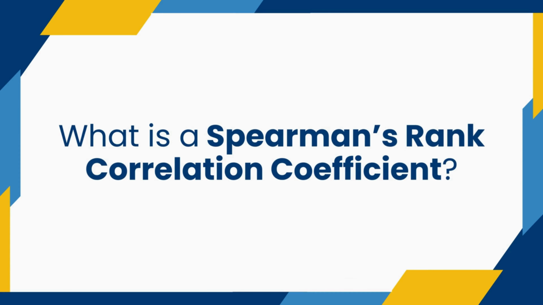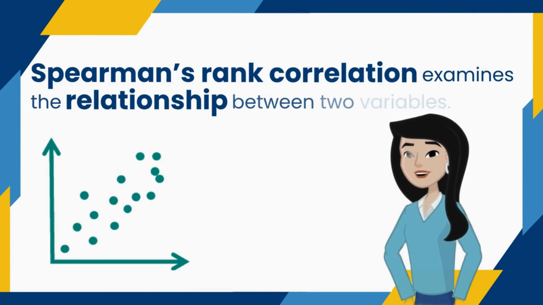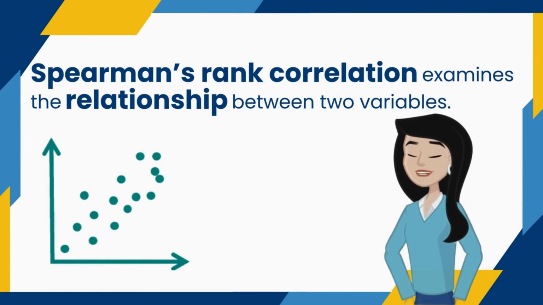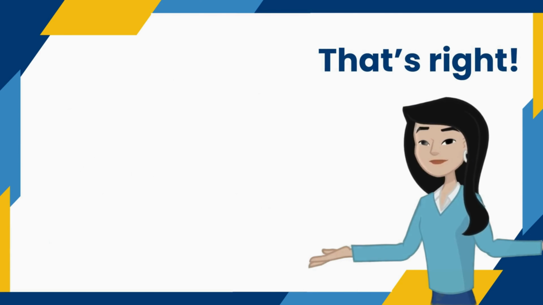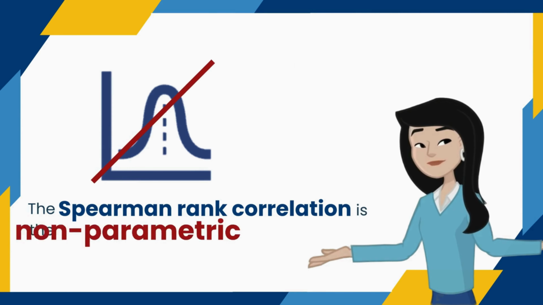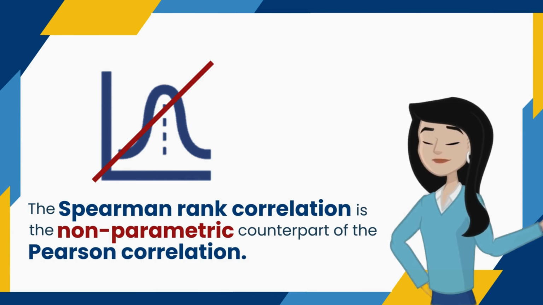Let's start by understanding what Spearman's rank correlation coefficient, or Spearman's Rho, is. Spearman's rank correlation examines the relationship between two variables. Isn't that exactly what Pearson correlation does? That's right. The Spearman rank correlation is the non-parametric counterpart of the Pearson correlation.